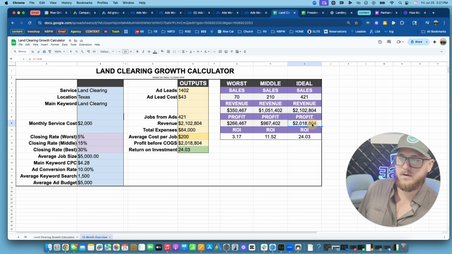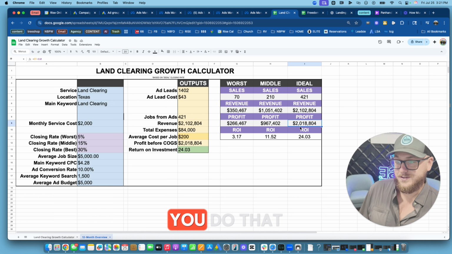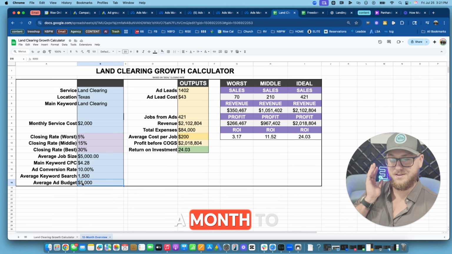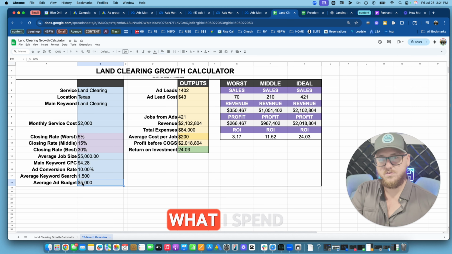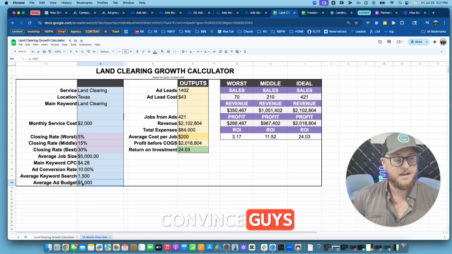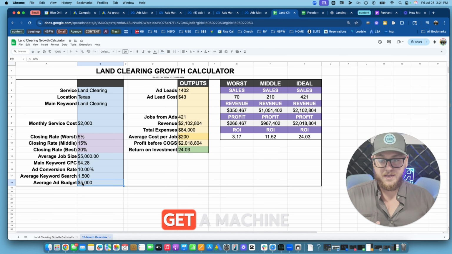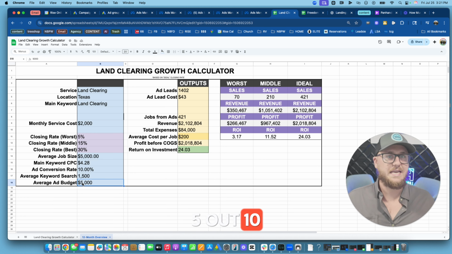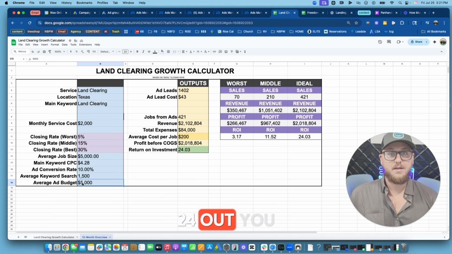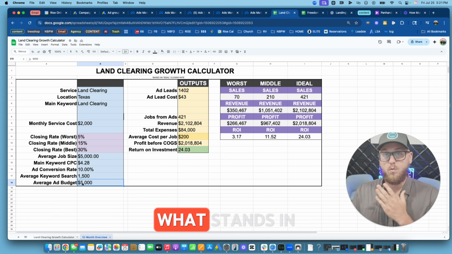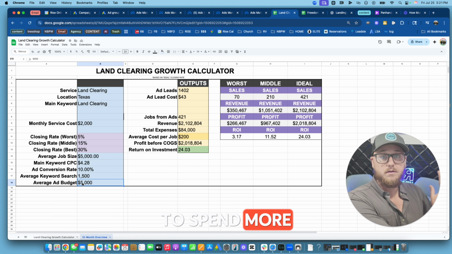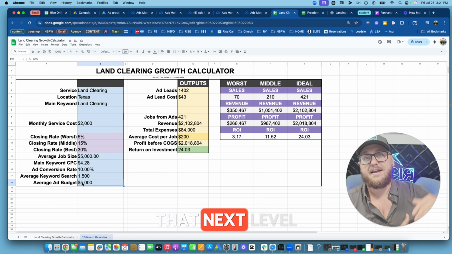Now, I mean, you do that and you see that's just the difference between $2,000 a month to $5,000 a month. And this is what I spend a lot of time trying to convince guys: once you get a machine rolling where you put $1 in and get 4 out, 5 out, 10 out, 24 out, you should be asking, what stands in my way from me being able to spend more to jump to that next level?